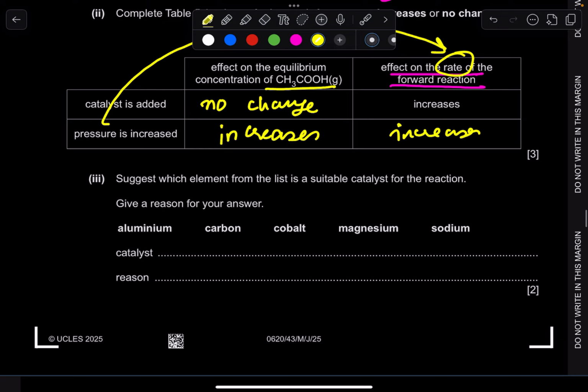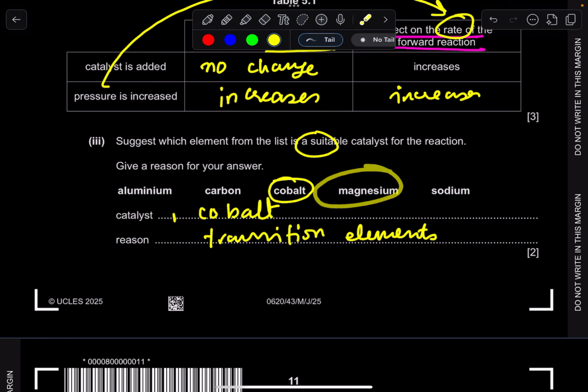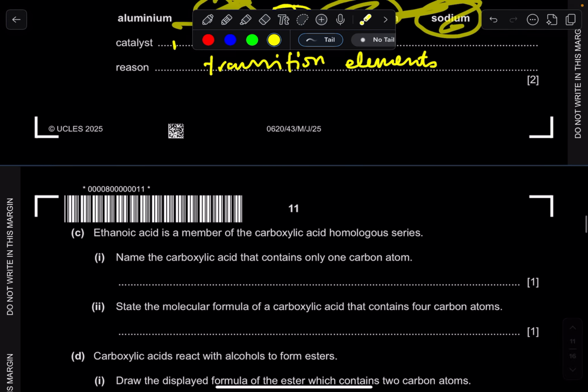Okay. Suggest which element in the list is a suitable catalyst. Obviously cobalt. Why? Because it's a transition element, and you know that all catalysts are transition elements. This is group 2, this is group 1, this is group 4. This is a non-metal, these are 2 metals. We need a transition element for a catalyst.